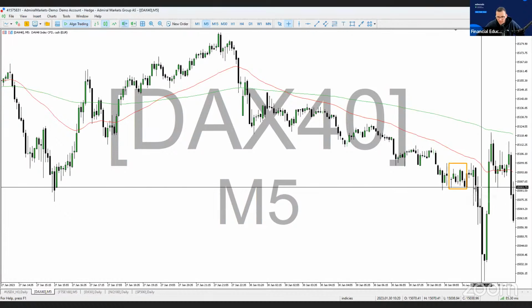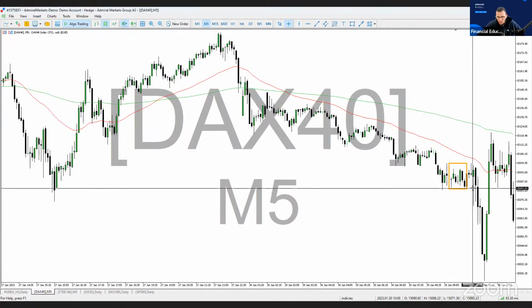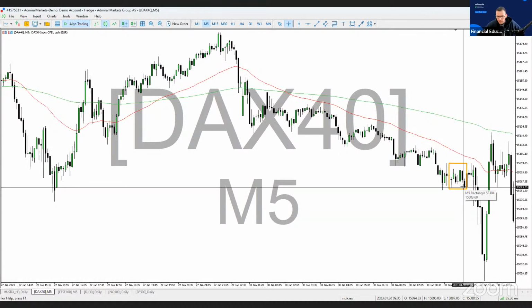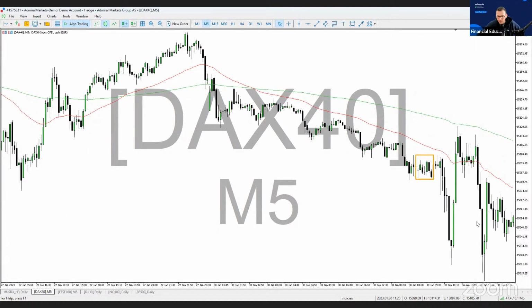But if traders, you entered right here at the break of this 1 hour candle to the downside, you should have got a decent reward to risk. And that was over. That was the move for the day, for the open at least.